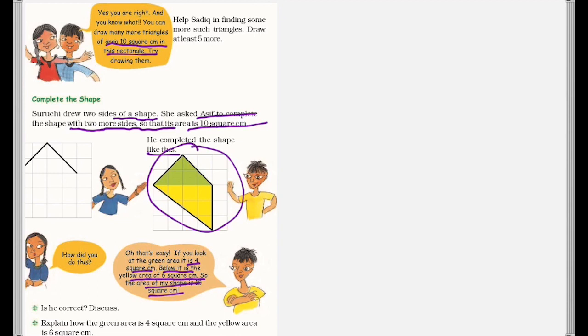Now explain how the green area is 4 square centimeter and the yellow area is 6. So if we see the yellow area, it is half the area of this rectangle that I have drawn. If you see the green area, the green triangle, it can be divided into two triangles like this. Okay, and these two triangles are half the areas of these squares, so you can calculate this.